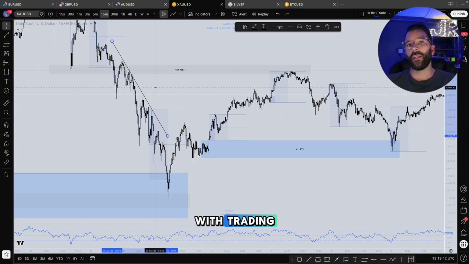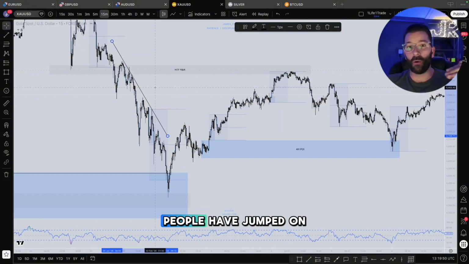This is the thing with trading. Before you get into a trade, there has to be a reason why it's going to go in that direction. It needs liquidity. It needs where people have jumped on.